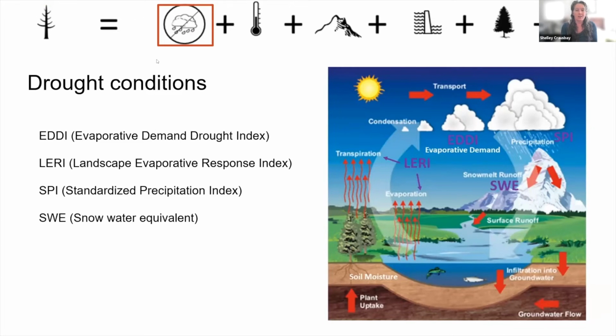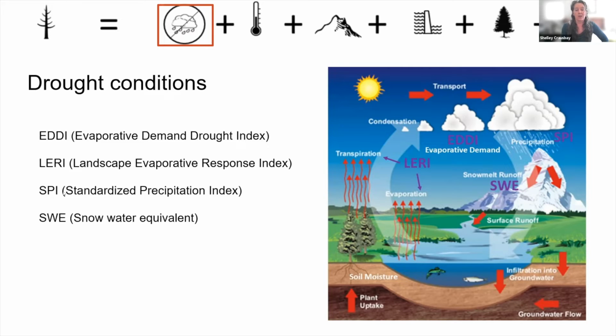So then we wanted to think about, okay, what were the drought conditions during this drought? And we wanted to try and separate different aspects of the water cycle. So what we used was EDDI to represent the evaporative demand. You haven't heard about EDDI's friend Larry, but Larry is the Landscape Evaporative Response Index. And Larry gives us a feel for the combination of evapotranspiration and evaporation, and is in some ways a proxy for soil moisture.